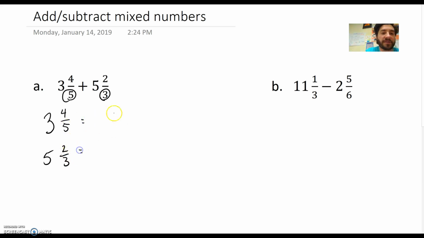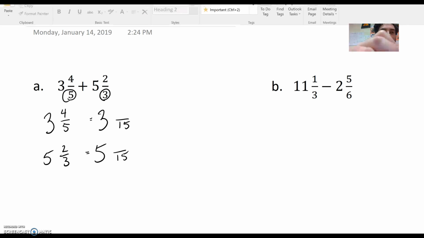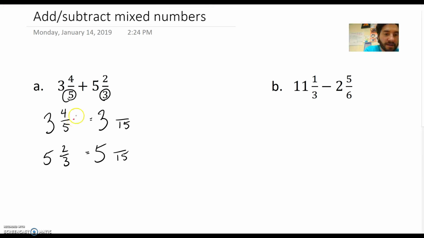I know that the whole numbers are going to stay the same. We're just looking to change the fractions to common denominators. So fifths and thirds have a common denominator of 15ths. Now, what did I multiply both of those fractions by to get 15ths? Let's use red. 5 times 3 got 15, so let's multiply the 4 by 3 as well to get 12 15ths. And 3 times 5 is 15, so 2 times 5 would get us 10.